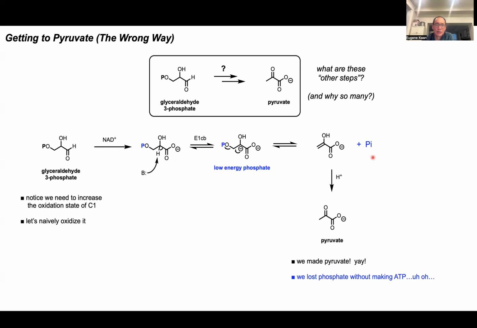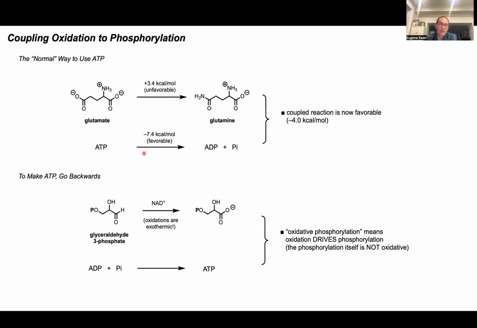So, if you remember where the phosphate came from, this phosphate came from the hydrolysis of ATP, right? So this is sort of a losing proposition, right? So what we need to do is somehow couple this oxidation process to ATP synthesis. Okay, and that's what we call oxidative phosphorylation.